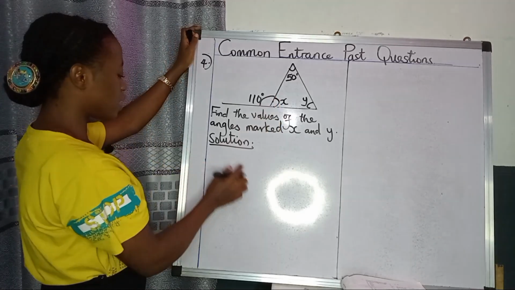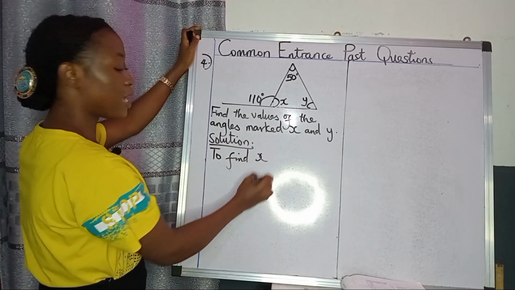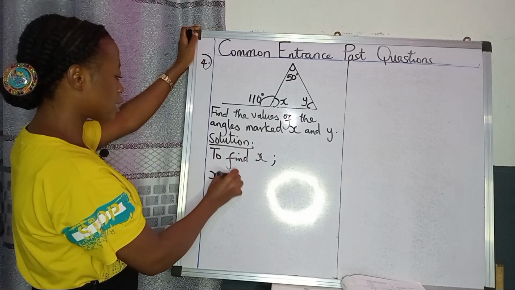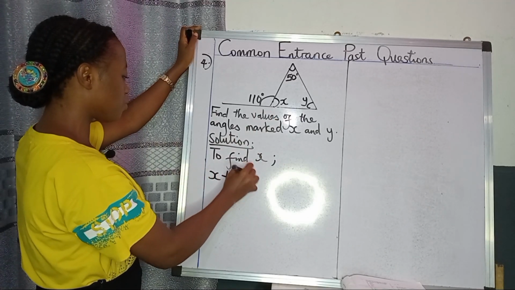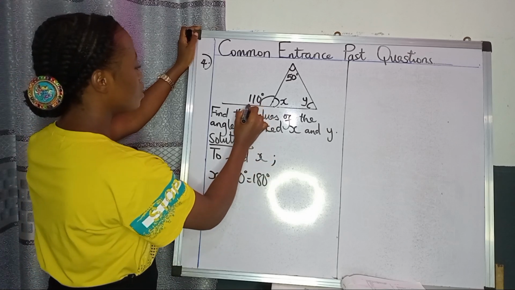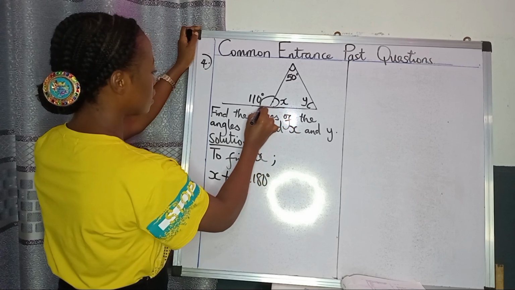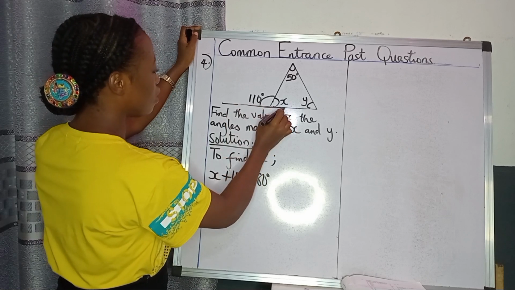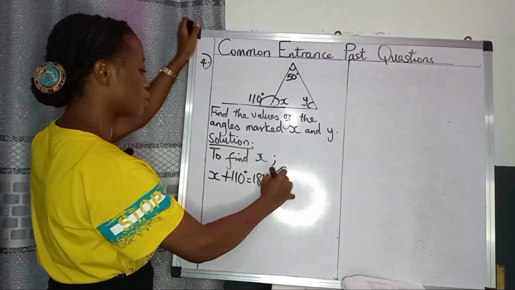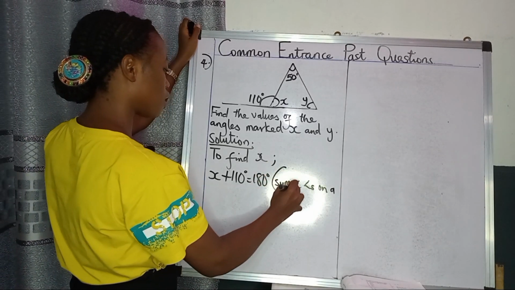Now I have to find x. To find x, already we know that x plus 110 degrees is equal to 180 degrees. Now the reason is this: if you look at this, 110 and x, the two angles are on a straight line, and the sum of angles on a straight line is 180 degrees. So sum of angles on a straight line.